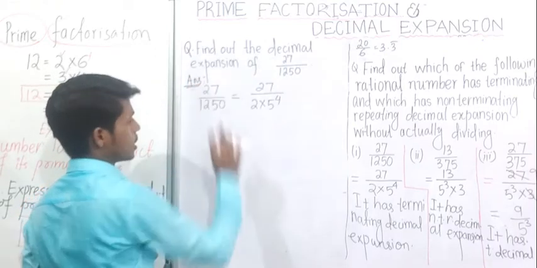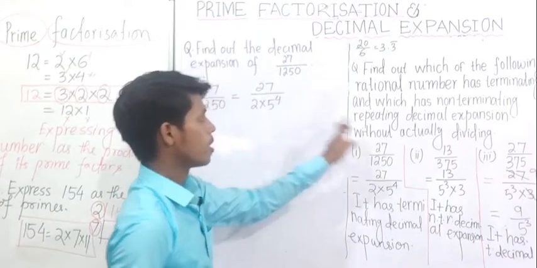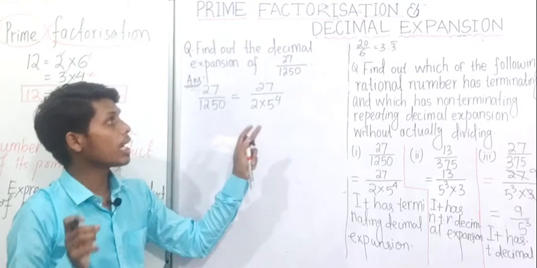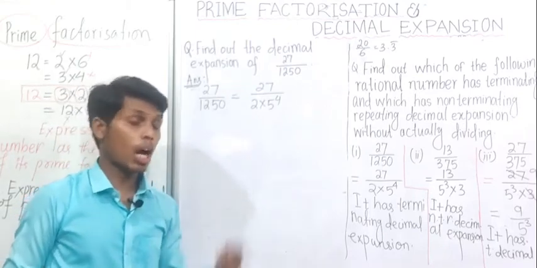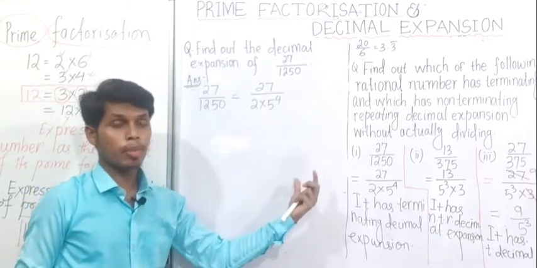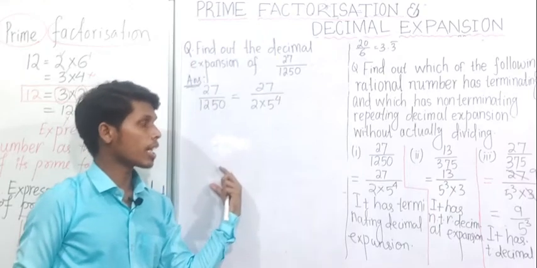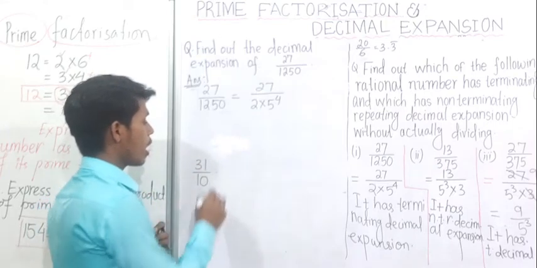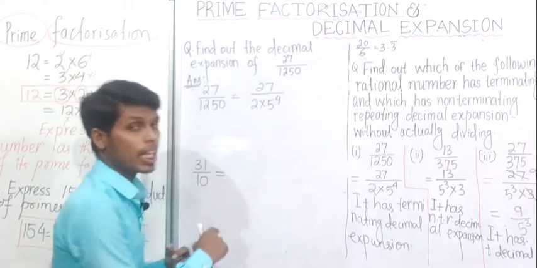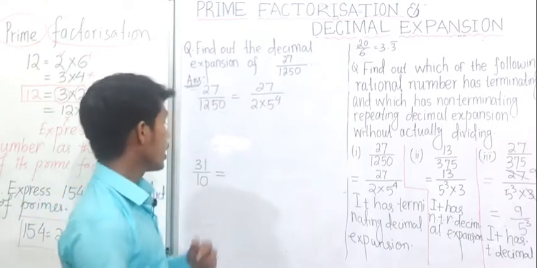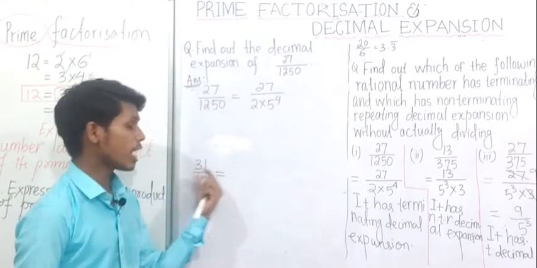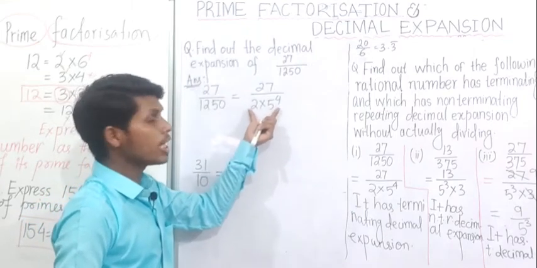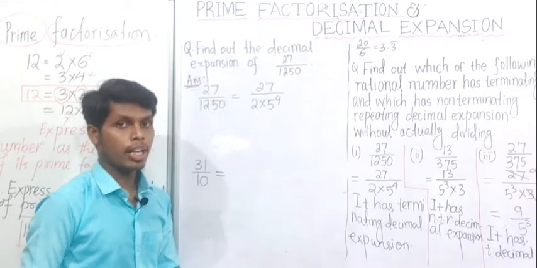So the first step is same as the previous question. Next, what we need to do? We know, as I had told earlier, how to express rational numbers into decimal expansion. I had taken an example like 31 by 10, and there we had learned if we have only 10 or 10 to the any power, it is very easy for us to convert that to a decimal number. So here we will try to convert this to 10 to the any power.